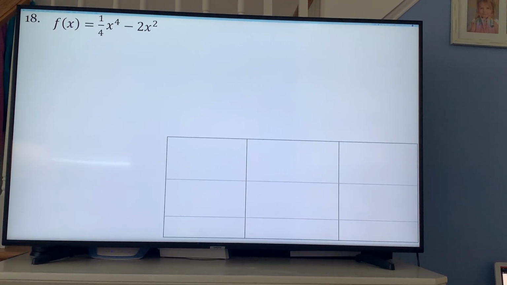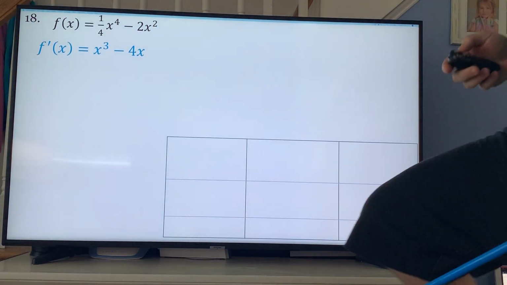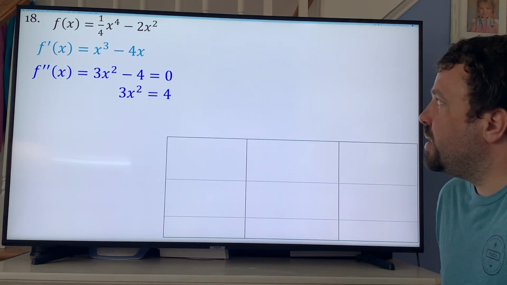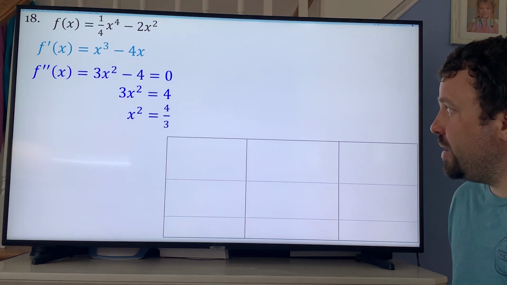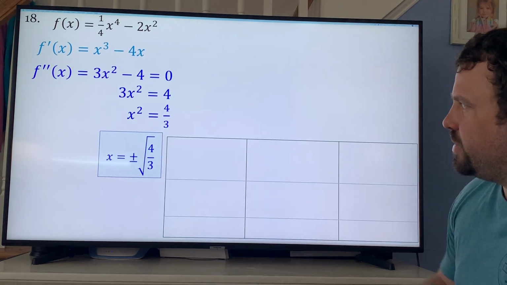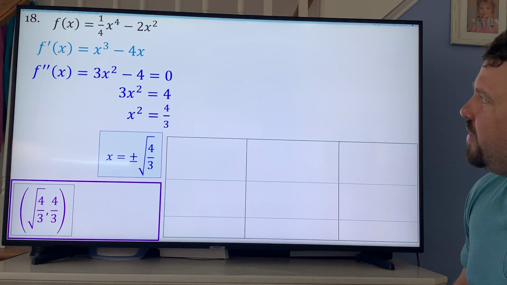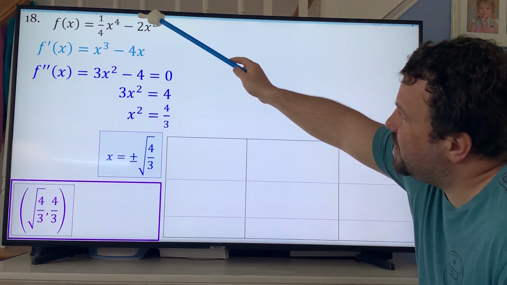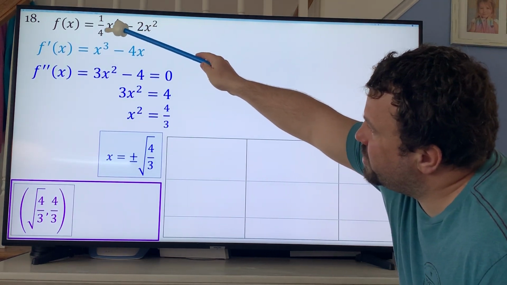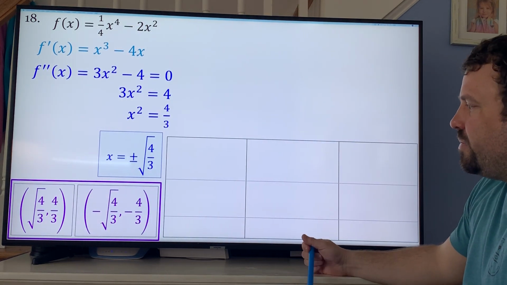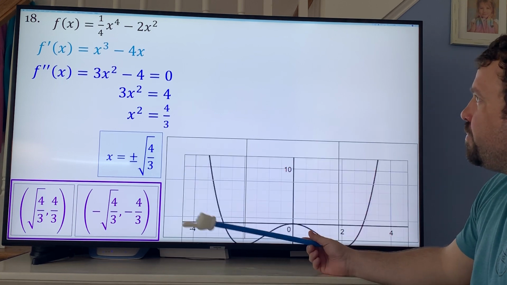All right, so deriving x to the third power minus 4x, we get 3x squared minus 4. Add 4, divide by 3, and the square root of that is a little bit more than 1, but it's positive or negative, all right? So if I plug this into the original equation, this becomes pretty much 4/3 squared times a 4th times 2 times 4/3. All right, you can use decimals if you want.